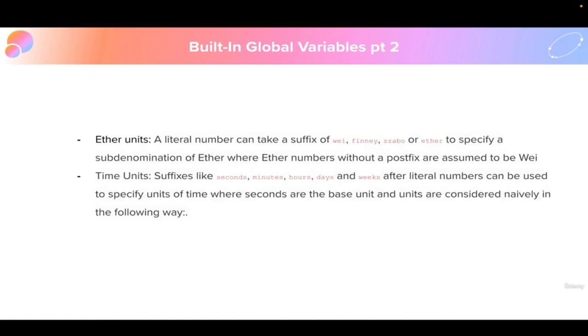Let's look at some more built-in global variables. We have various types of ether units at our disposal. We can add the suffix wei, finney, szabo, or ether to specify a subdenomination of ether after declaring an integer. By default, ether numbers will be assumed to be wei. We also have access to time units. Suffixes like seconds, minutes, hours, days, and weeks can be used after literal numbers to specify units of time. Seconds are the base unit.